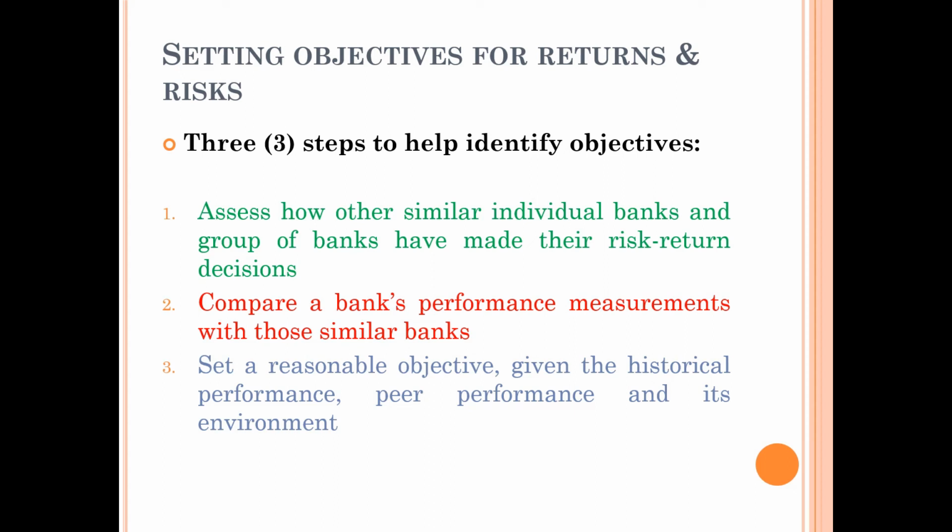There are 3 steps to help identify the objectives. First, assess how other similar individual banks and groups of banks have made their risk-return decisions. Second, compare a bank's performance measurements with those of similar banks. And third, set a reasonable objective given the historical performance, peer performance, and its environment.